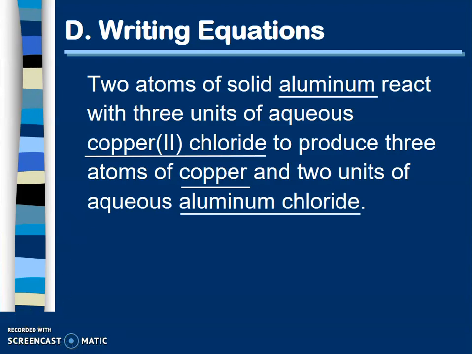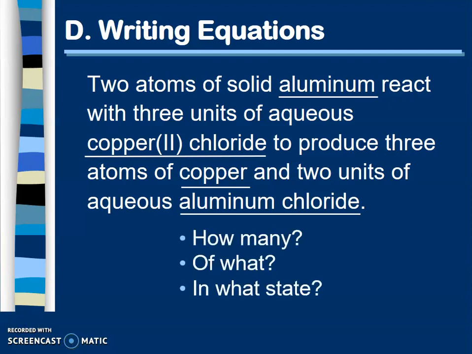Next, you want to make sure you are asking yourself how many, of what, and in what state for each of these items. So let's start at the beginning and let's write out the chemical equation. 2 atoms of solid aluminum. So how many? 2. Of what? Aluminum.